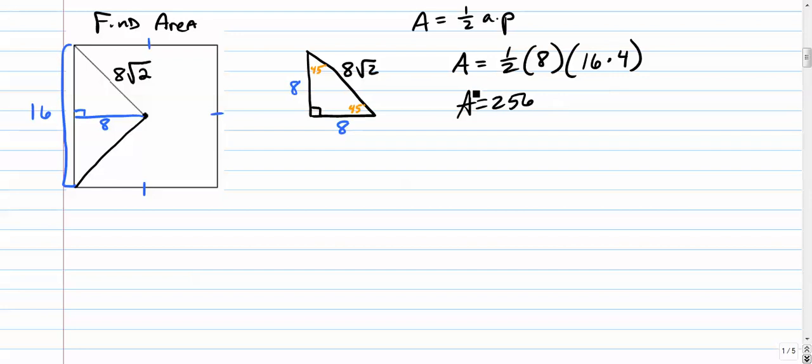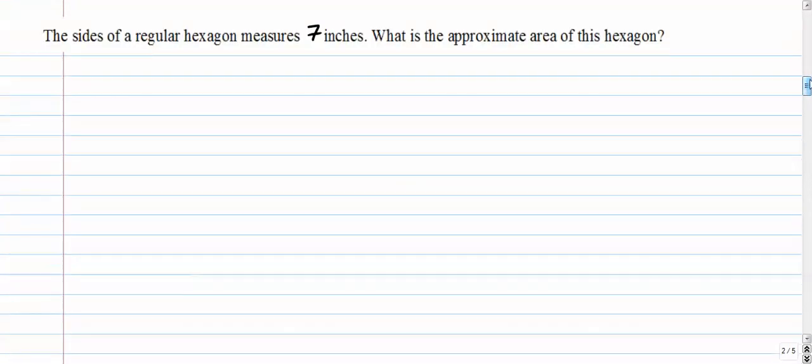You know, square units, whatever it is. 256 square units. Number 2. All right, so we have a regular hexagon, and the sides of it are 7 inches, and we need to find the area. Well, a hexagon has 6 sides, we know that. So let's actually draw one.